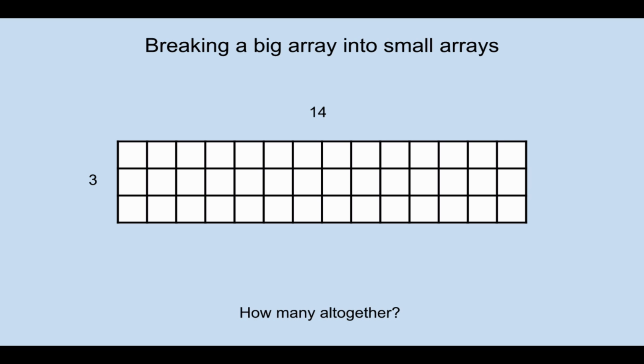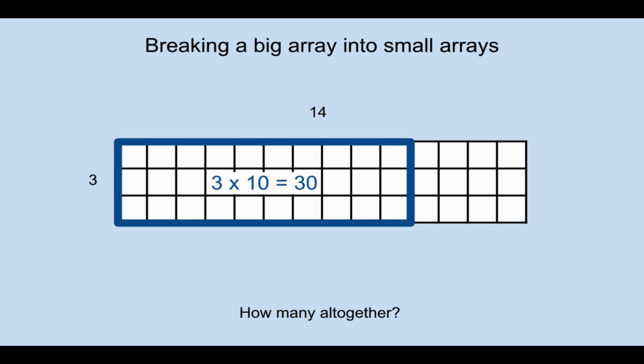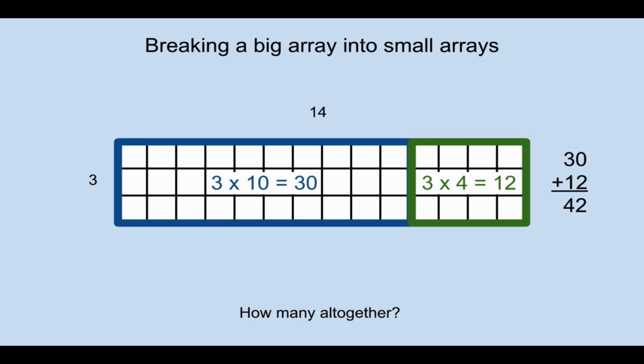I'm going to take this big array, a 3 by 14 array, and I'm going to break it up into two smaller arrays, a 3 by 10 array and a 3 by 4 array. So my 3 by 10 array, if I do 3 times 10, I have a total of 30 boxes there. In my 3 by 4 array, I have a total of 12 boxes there. So if I add those 30 plus the 12, I get a total of 42. So I know that the size of my big array, 3 times 14, is 42.